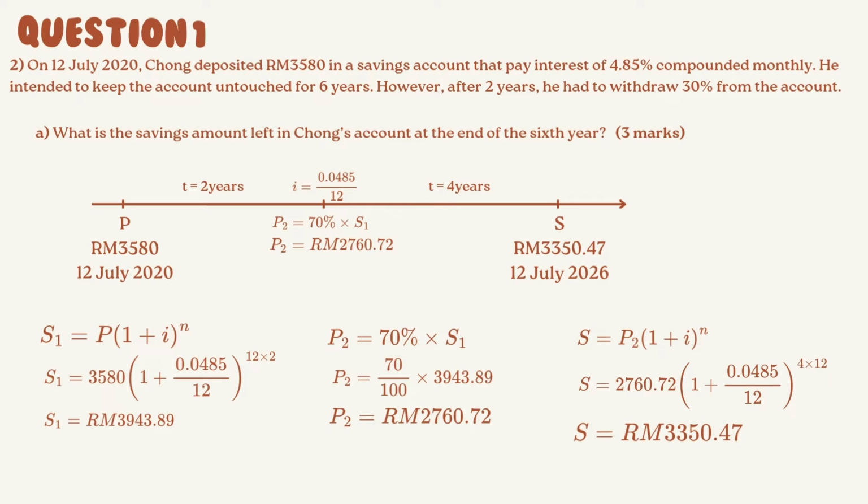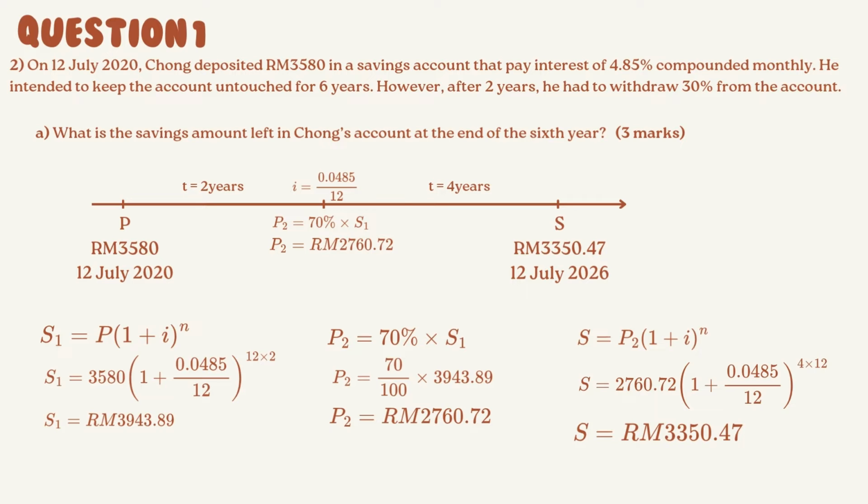For this question, Chong deposits RM3580 in a savings account. RM3580 is the original principal, which is P, at an interest rate of 4.85% compounded monthly. So, K is 4.85% and M is 12. And the total time T is 6 years.